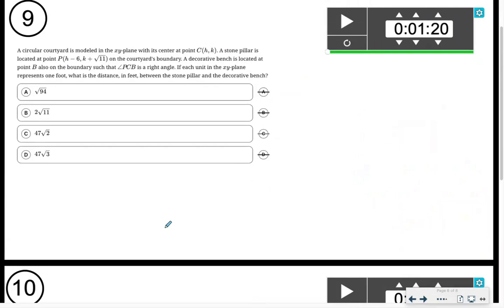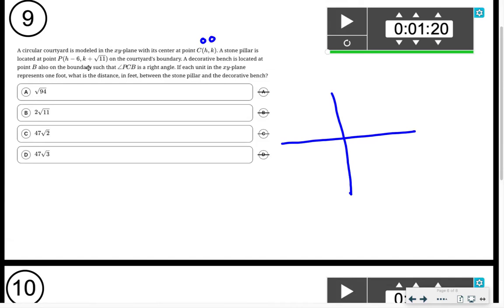All right, so let's take a look at this. All right, so I'm going to picture this on the coordinate plane. And what I'm going to do, just to make the problem easier, I'm going to pretend h and k are 0, 0. So the circular courtyard is centered there.